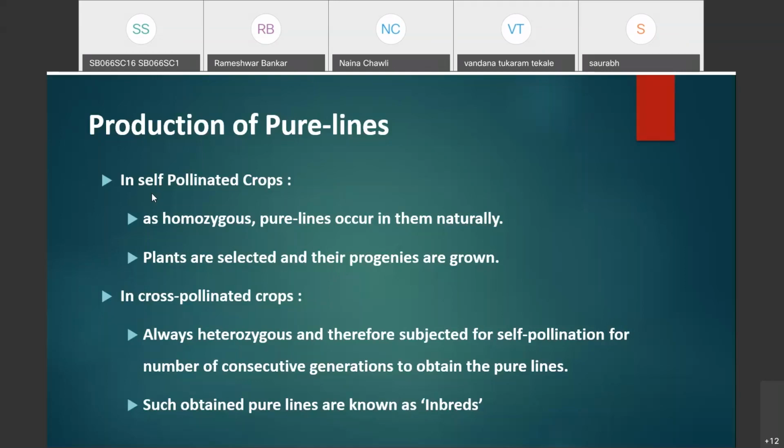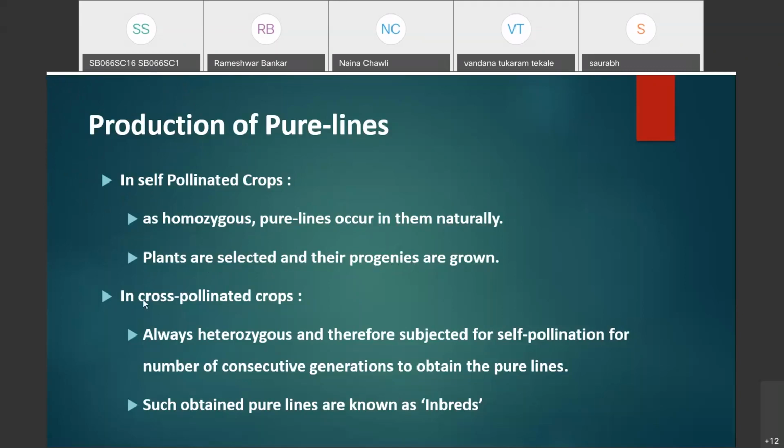Only you have to select certain types of plants and grow their progenies, and these progenies will be called the pure lines. Okay, that is how pure lines are produced in self-pollinated crops. Self-pollinated crops are naturally homozygous and pure lines occur in them naturally. Then the selection is carried out from the self-pollinated crops and their progenies are grown, and these progenies are referred to as the pure lines.